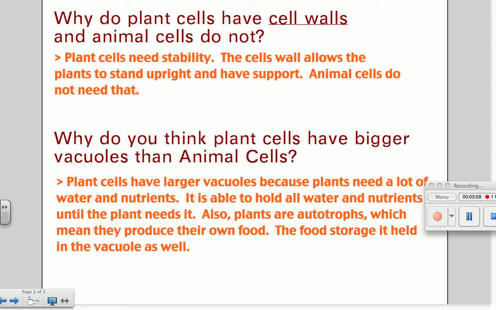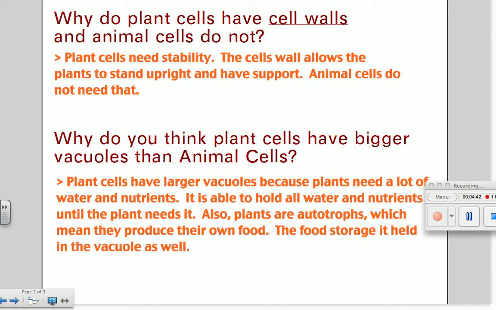Here's a couple of questions that you might want to think about. One of them is, why do plant cells have cell walls and animal cells do not? Well, it's because plant cells need that stability. The cell wall allows the plant to stand upright and to have support. Animal cells do not need that because there are millions of different animal cells. We have skin cells, eye cells, fingernail cells, heart cells, lung cells, cheek cells. So, we don't require a lot of the things that a plant cell would require. That's why animal cells don't have big vacuoles, but plant cells do.